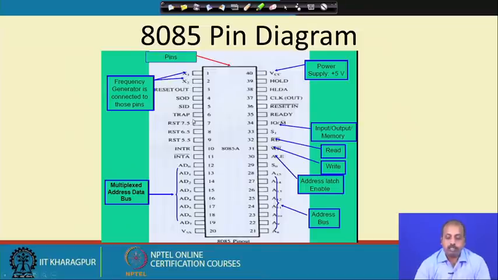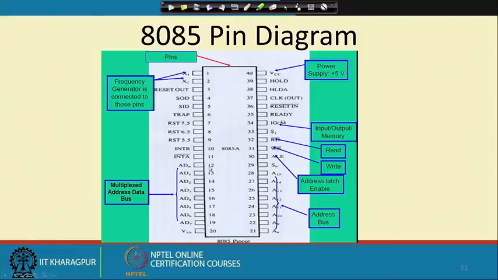Then we have some special lines. As I said, it can address 64 kilobyte of memory. If it is accessing 64 kilobyte of memory, then I need 16 address bit lines, 2 power 16. So, you see these lines, pin number 21 to 28, marked as A8 to A15. So, these are the 8 bits, and pin number 19 to pin number 12.